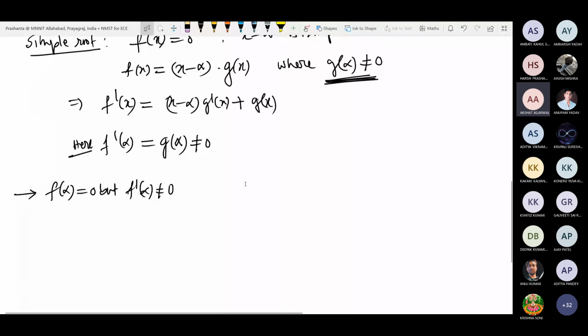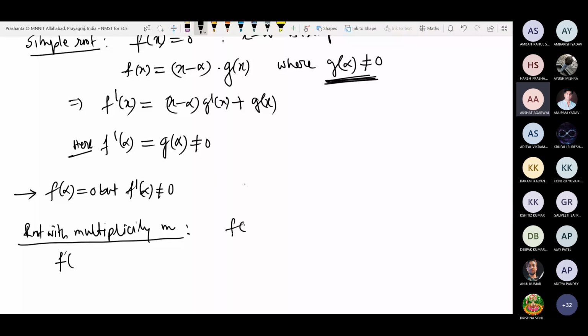Similarly, the mathematical criterion for a root to be a multiple root of multiplicity m will be, so let me write, multiple root with multiplicity m. So a root will be repeated m times. What will be the mathematical criterion? So this is the equation, f of x equals 0, x equals alpha is repeated m times, a repeated root.